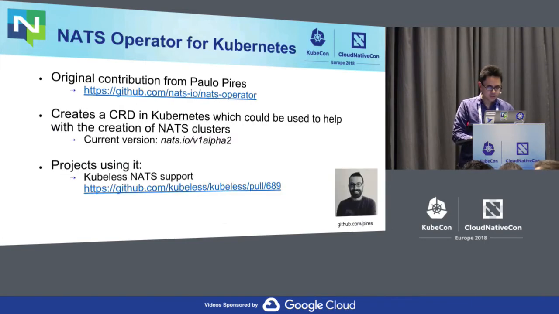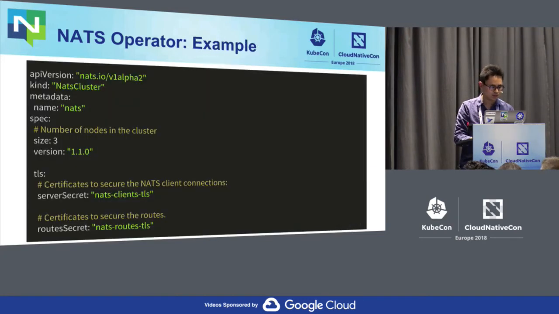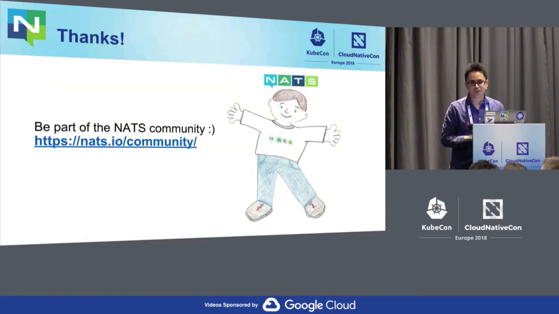And also there's the operator that was originally developed by Paulo Pires. It gives you, on Kubernetes, a simpler way to deploy NATS clusters, configuring the full mesh in a very simple way. And this is an example manifest from NATS operator. So far, any questions?